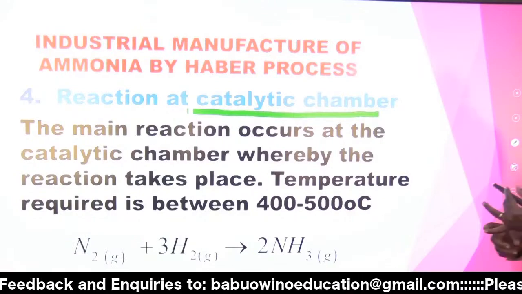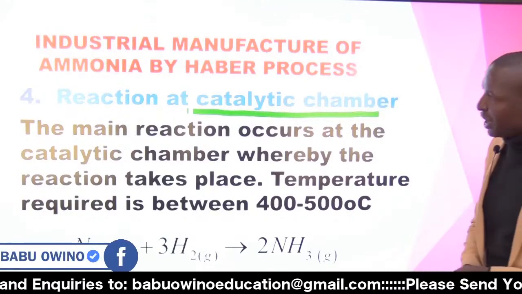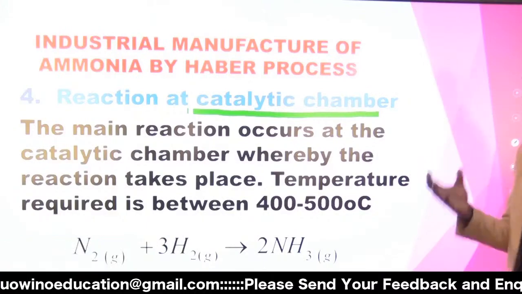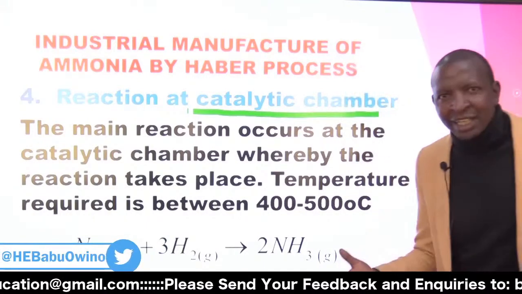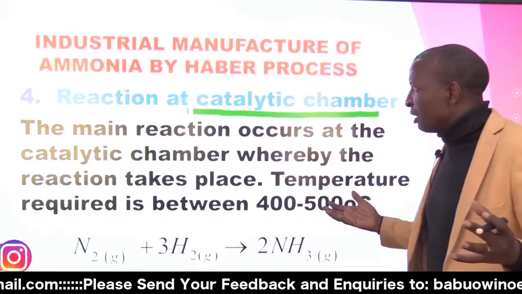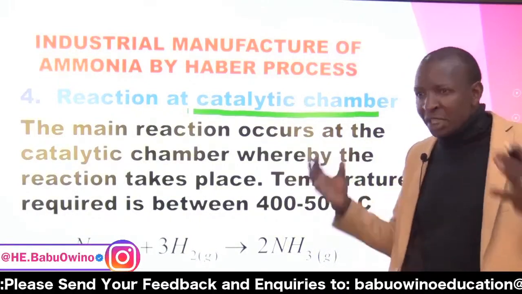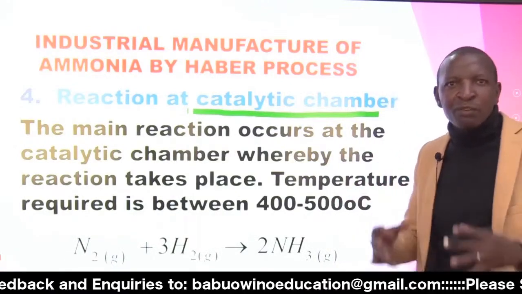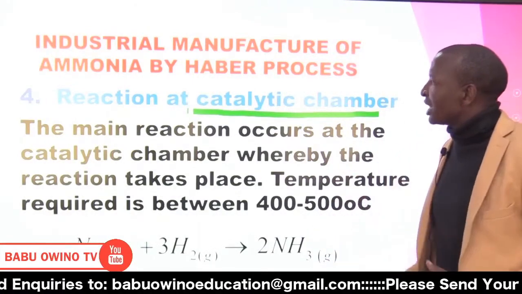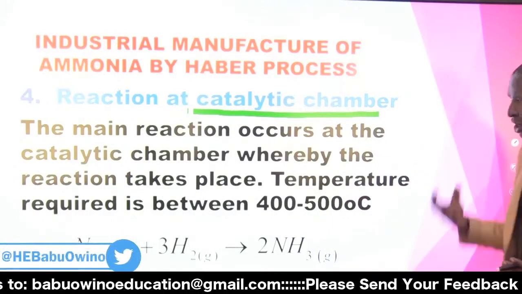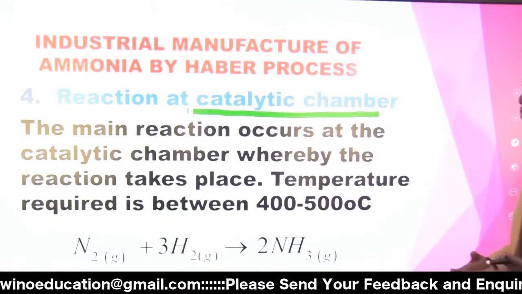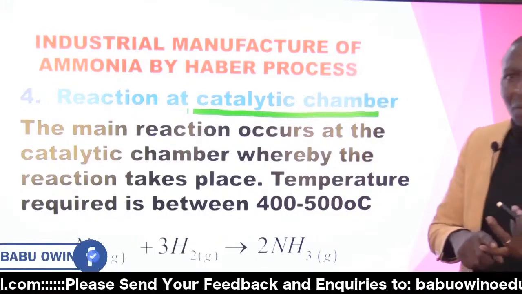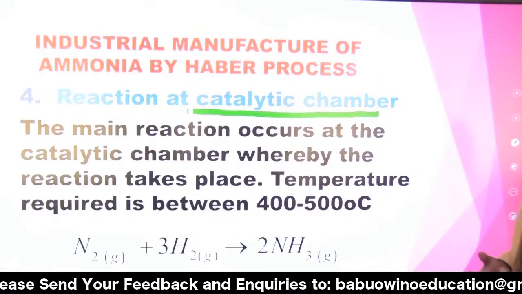The raw materials are there, that is nitrogen and hydrogen. They have been purified. They have been compressed to acquire a pressure of 200 to 500 atmospheres and heated to the required temperature of 450. Now they are taken to the catalytic chamber. So all the conditions that are required have been achieved.